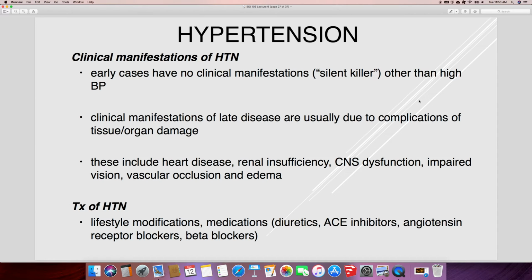Treatment: lifestyle modifications, medications, of course. So diuretics in order to decrease blood volume and therefore decrease blood pressure. ACE inhibitors, so if we inhibit ACE, we inhibit the conversion of angiotensin 1 to angiotensin 2. Angiotensin receptor blockers, so if we block those receptors, then angiotensin 2 can't do its job. And then beta blockers, which will act on the heart to try to slow the heart and decrease its contractile strength.